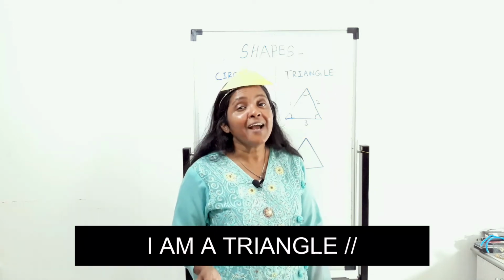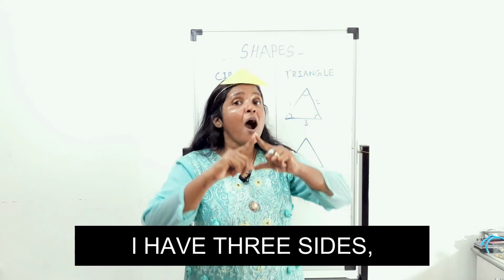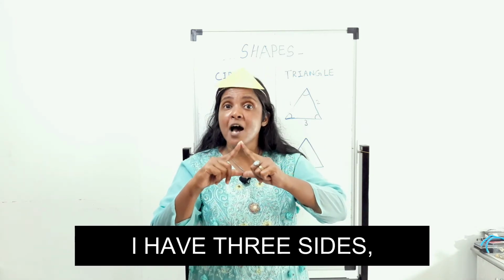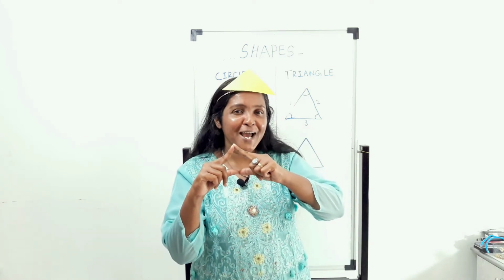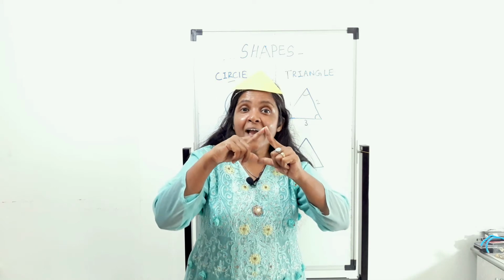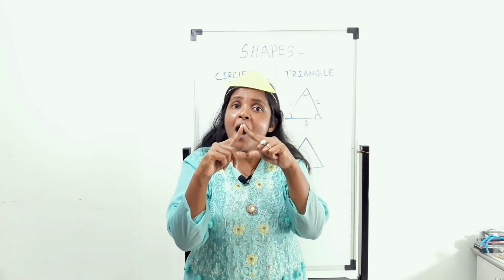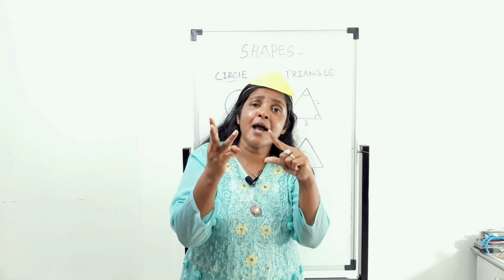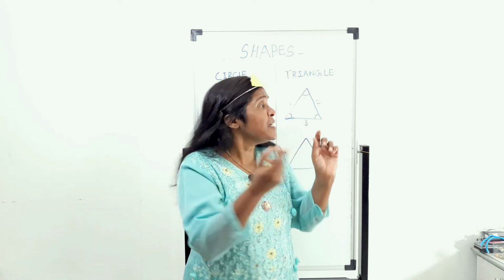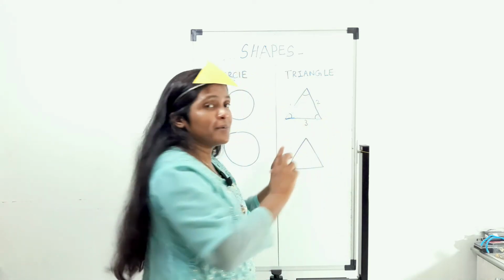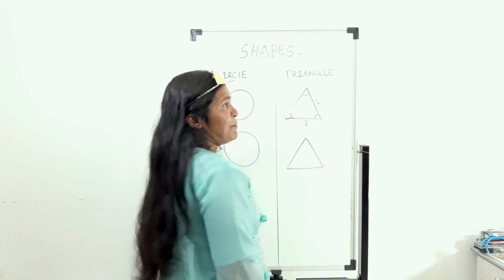I'm a triangle, triangle. I'm a pointy little shape. I have three sides. I'm a triangle, triangle. One more time. I'm a triangle, triangle. I'm a pointy little shape. I have three sides. I'm a triangle, triangle. See, it's a pointy shape. See the point. It's a pointy shape.